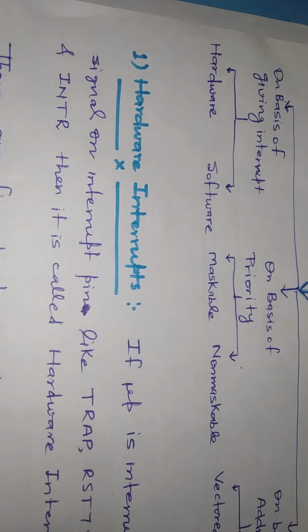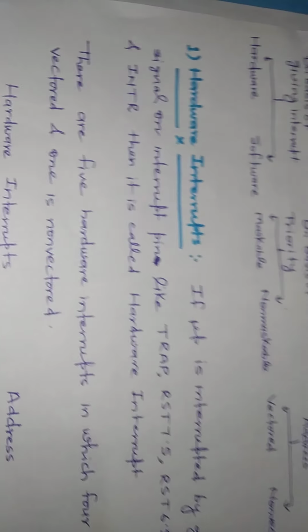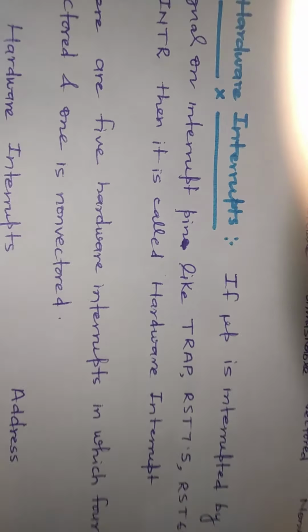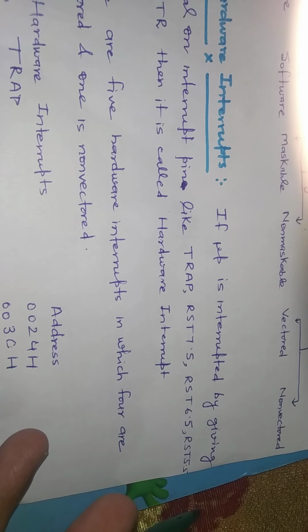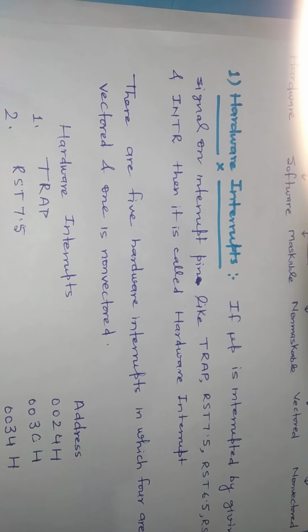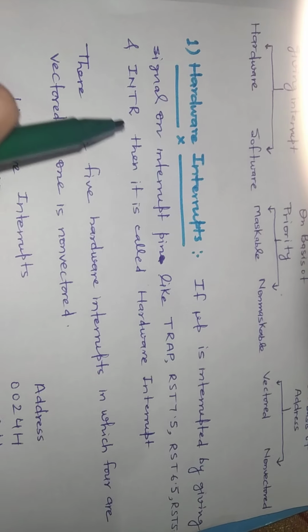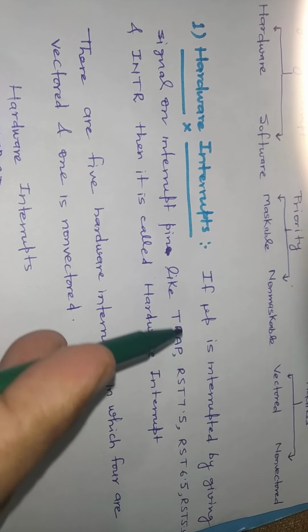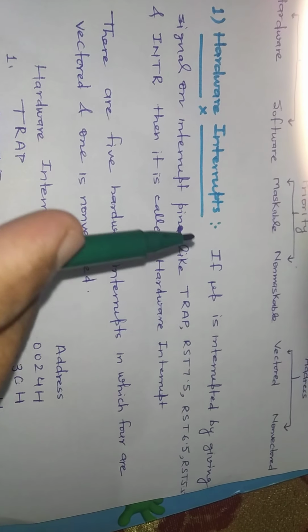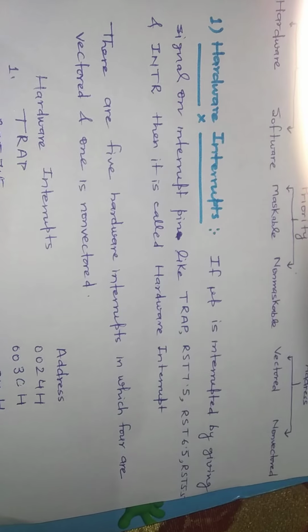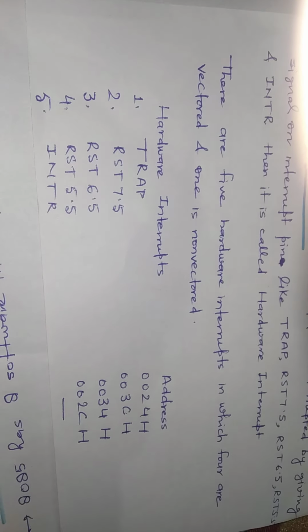Now I am going to discuss hardware interrupts in detail. In case of 8085 microprocessor, there are 5 hardware interrupts. What are these 5 hardware interrupts? Trap, RST 7.5, 6.5, 5.5 and INTR. These interrupts can be provided by giving a signal to an interrupt pin. These pins are available in the pin diagram of 8085. Therefore, these interrupts are hardware interrupts. Out of these 5 hardware interrupts, 4 are vectored and 1 is non-vectored.